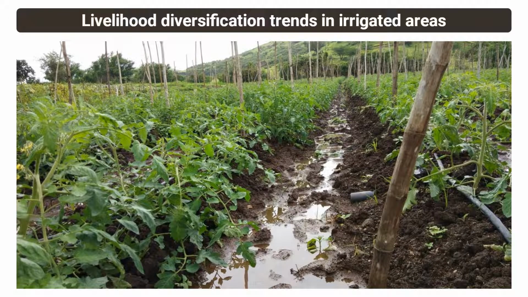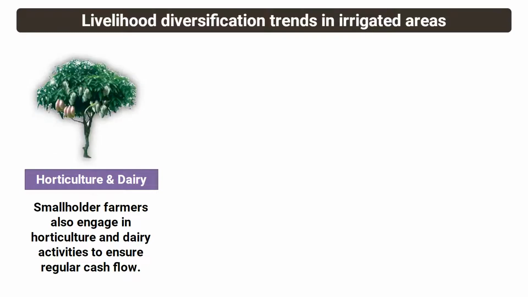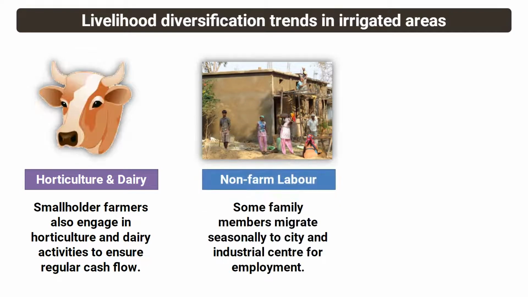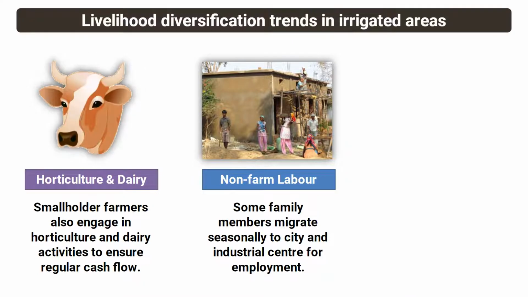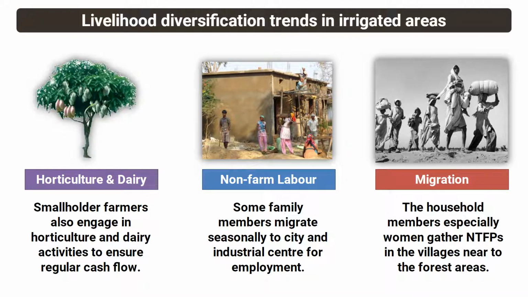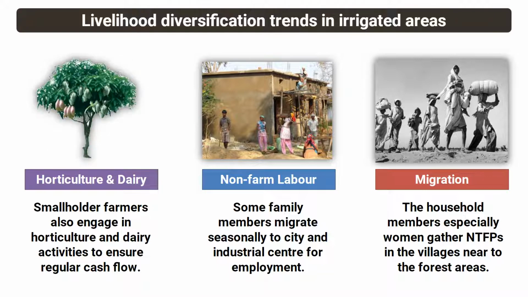In the irrigated areas, we have seen that farmers engage in horticulture and dairy related activities to ensure regular cash flow. Farm labor is also explored, and in addition to this, some household members migrate seasonally to cities and industrial centers for employment.